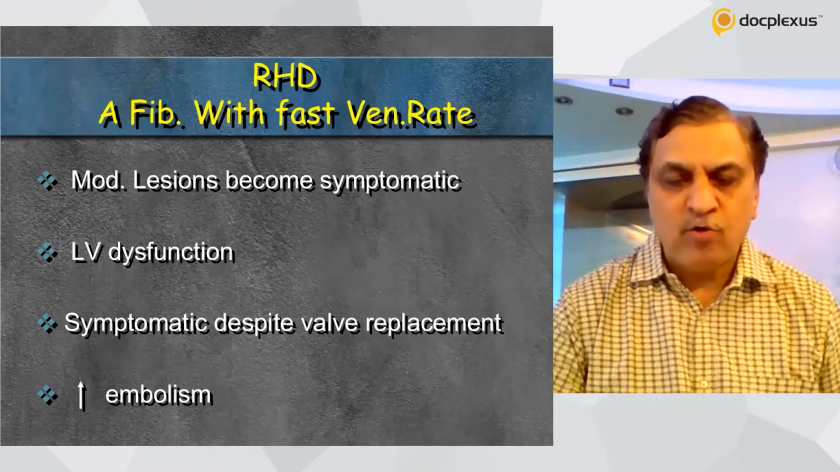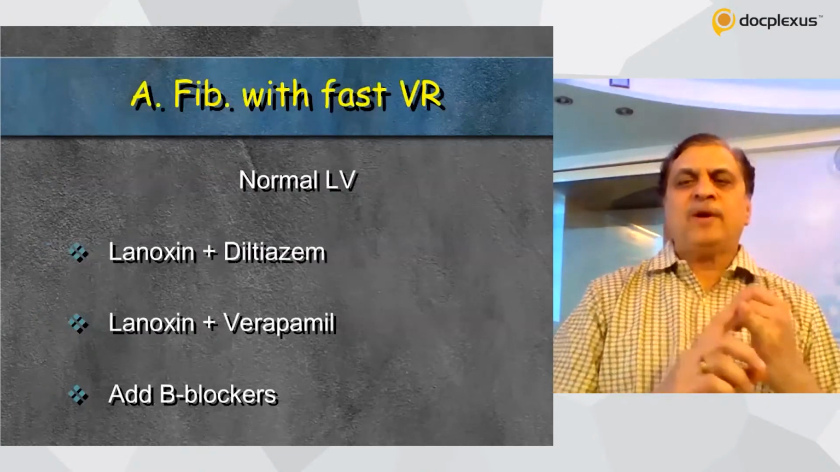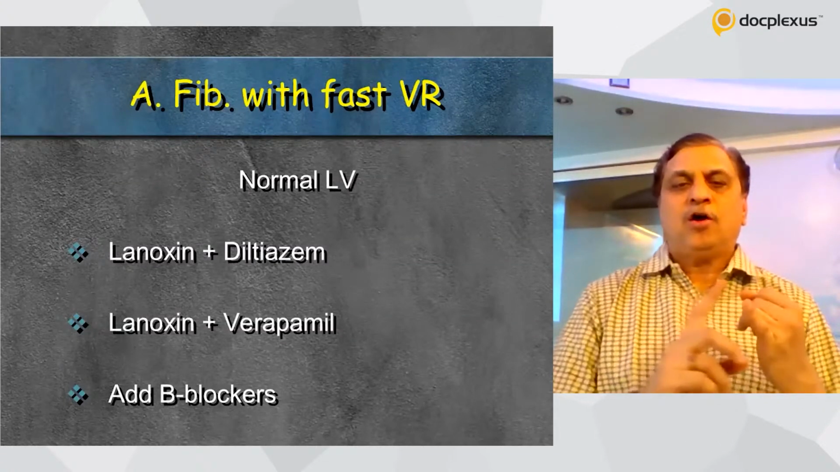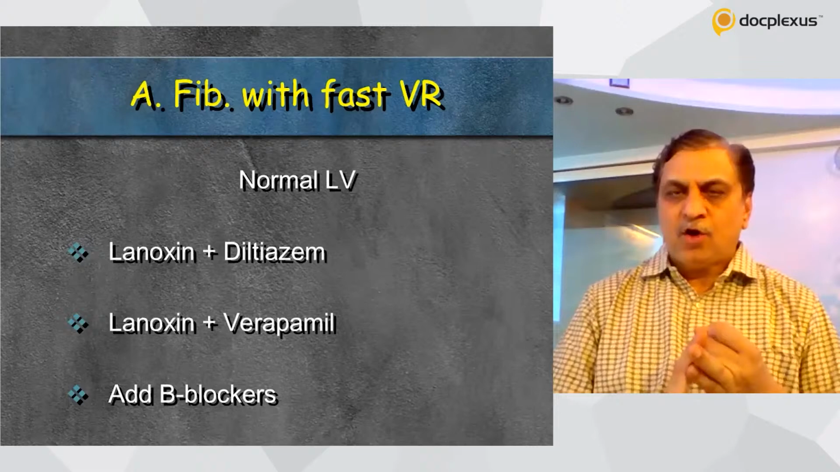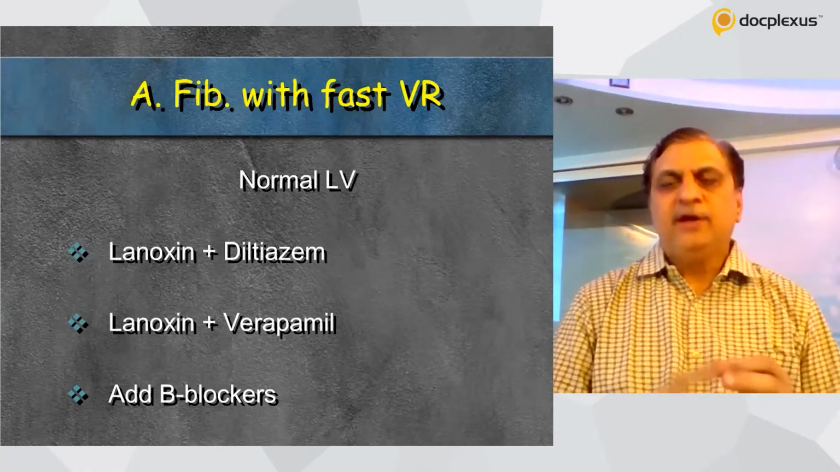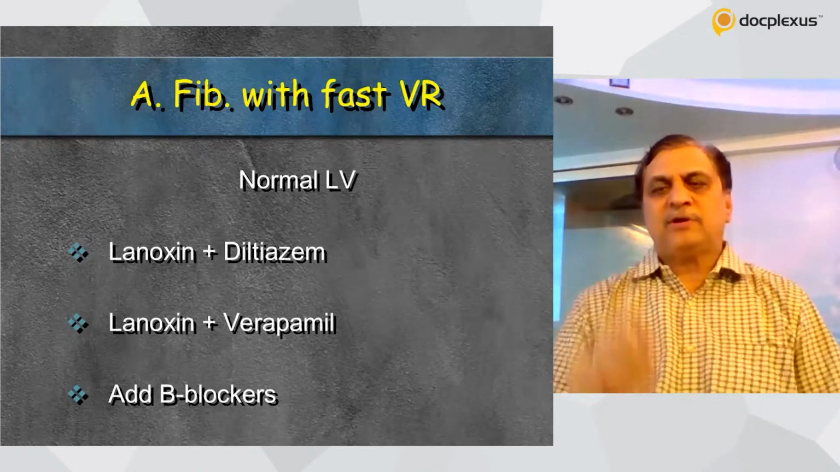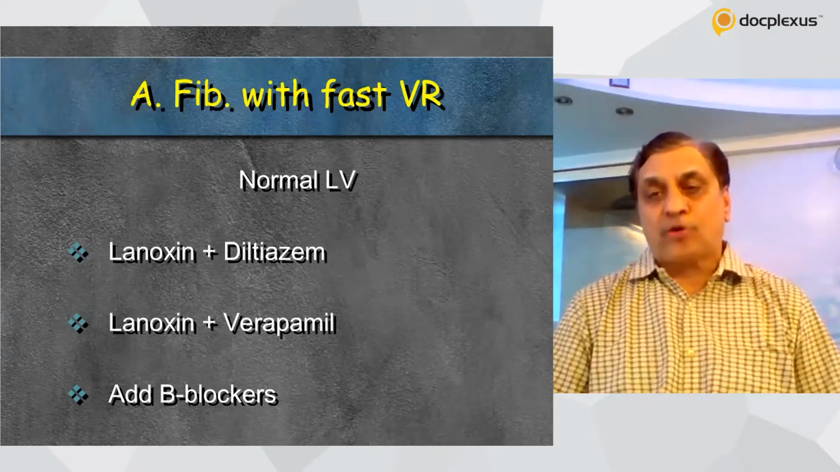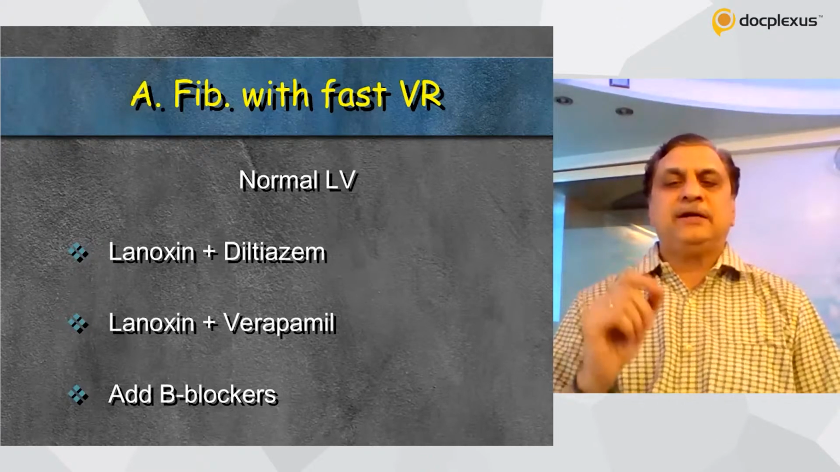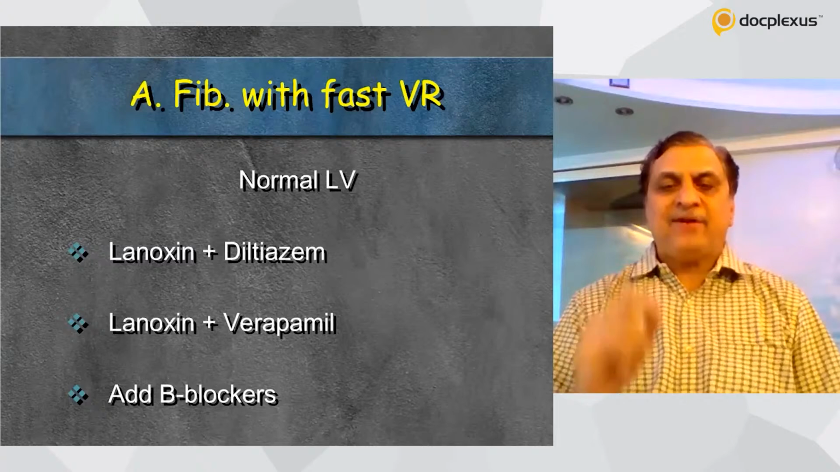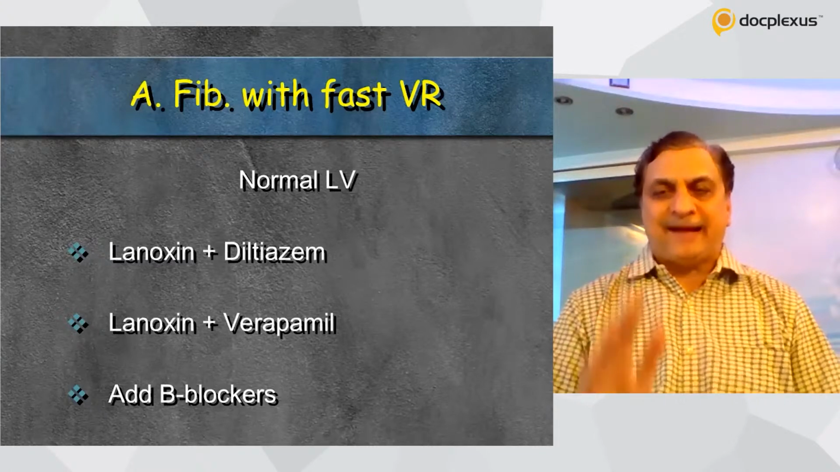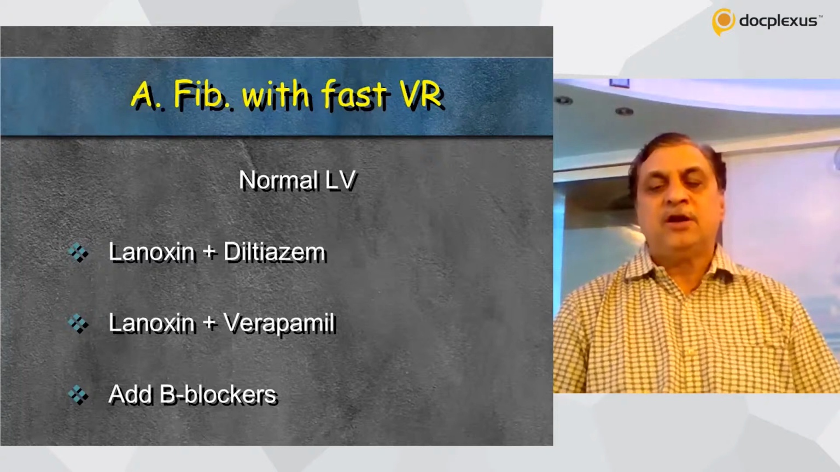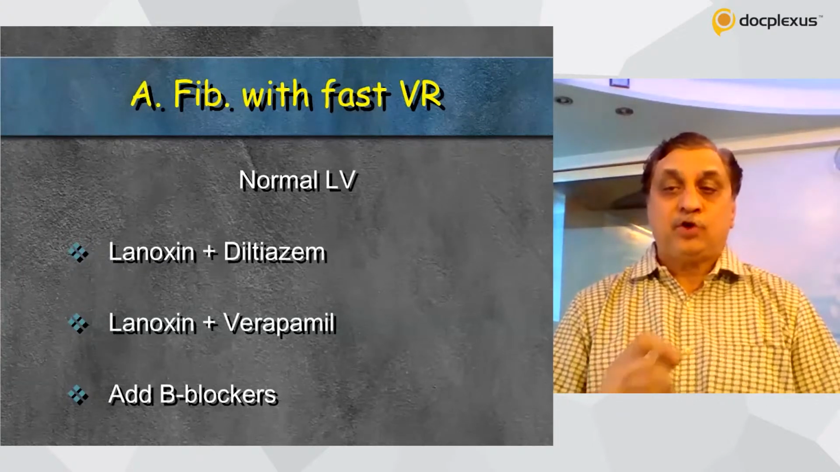For that, what should I do? For those with normal LV in rheumatic heart disease patients, I would like to give a combination of digoxin and diltiazem or digoxin and verapamil. There were very good studies several decades ago which compared both these drugs, and they showed that digoxin plus diltiazem and verapamil are equal in controlling rate at rest, but diltiazem is better than verapamil with digoxin to control ventricular rate during exercise.